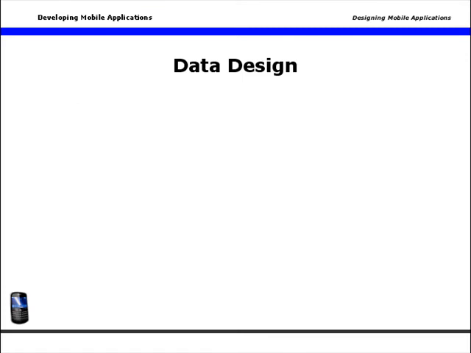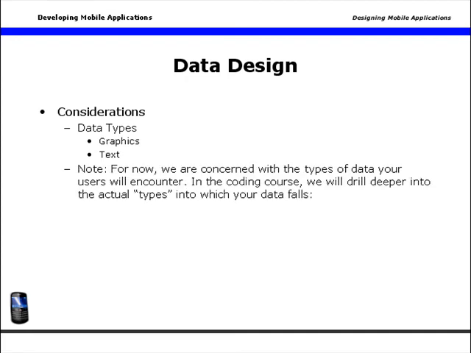As you're thinking about your data design, there are several important things to keep in mind. First, what data types are you working with? Graphics and text are the most common types of data you will serve, although multimedia, audio, and video, as well as 3D experiences, are not far off at all. Note that for now, we're concerned with the types of data as your users will encounter them. In the coding course, we will drill deeper into the actual types into which your data falls, such as integers, characters, and so forth.